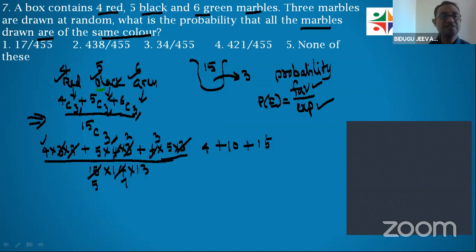Is it upon 5 into 7 into 13? Have you followed this one? Fine, let me explain. 5 into 4 into 3, 6 into 4 into 6 into 5 into 4, right? So clear, is it right? Now, if I do simplification, right?